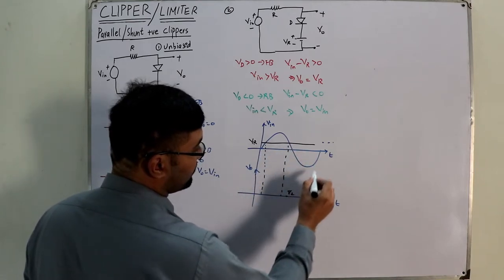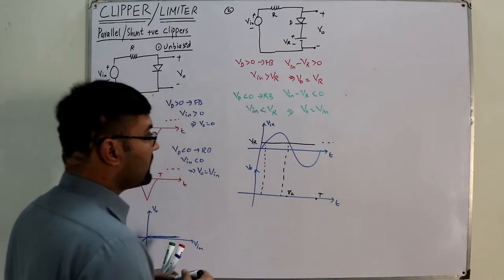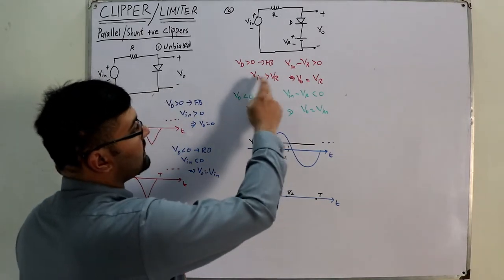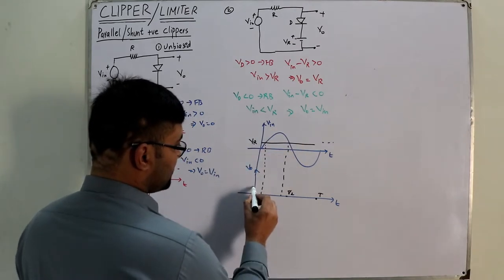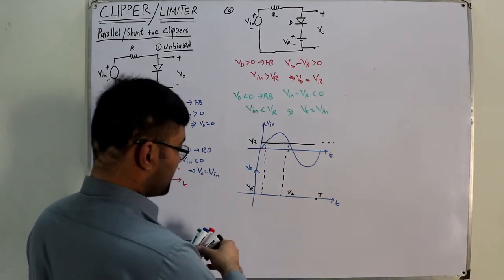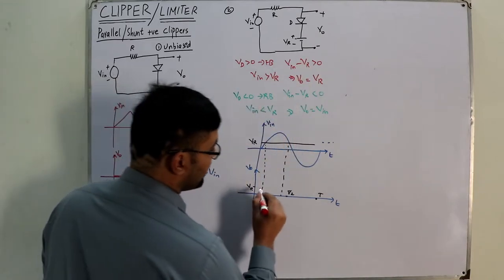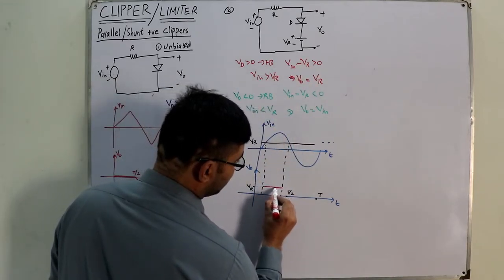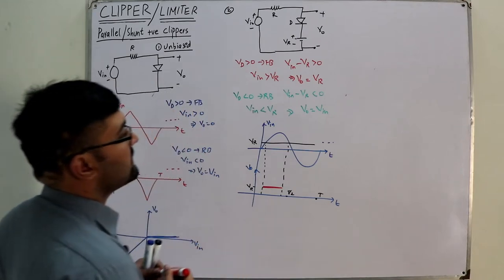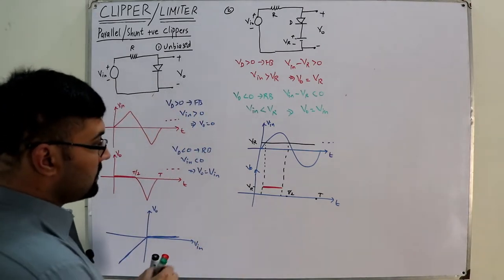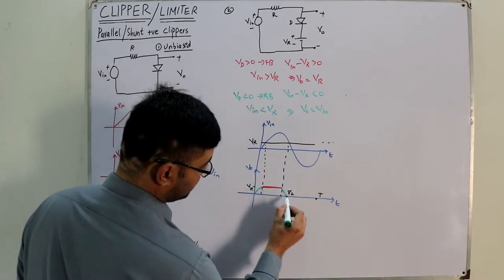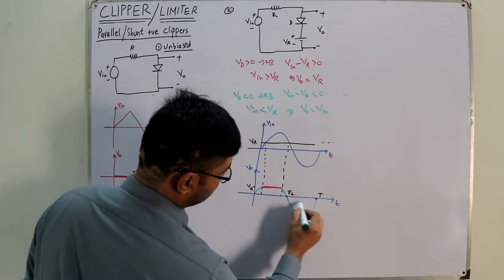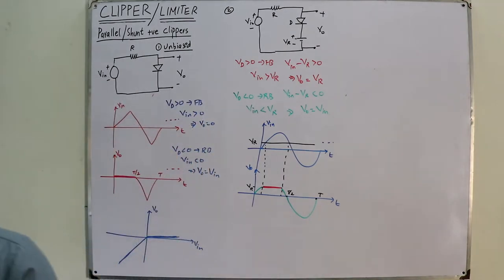This is T by 2 point, this is T point. So what happens when the input is greater than VR? The output is equal to VR. So if this is VR, and the input is greater than VR, V output is equal to VR, which means in this case like this. And when the input is less than VR, V output is equal to V input, which means like this. And I believe that I have drawn it properly, and yes, I have.